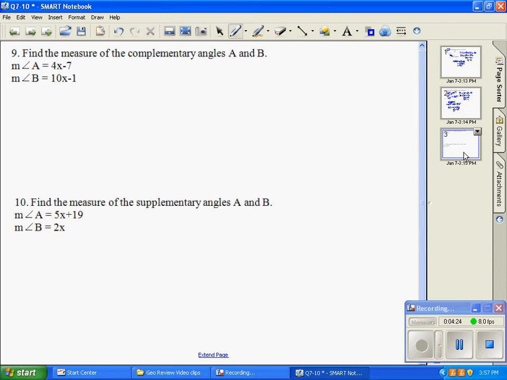Find the measure of the complementary angles A and B. Okay, so remember, complementary angles are two angles that add up to 90 degrees. So we're going to add the two expressions for the two angles. So we have 4x minus 7 plus 10x minus 1 equals 90 for complementary.